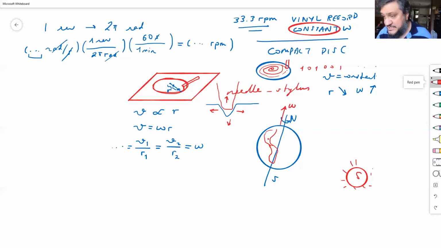Is omega changing? No. A day is 24 hours, right? That doesn't change. So there is no alpha here. Alpha is 0. Now, omega is a constant. What about V then? Well, V depends on where you are.